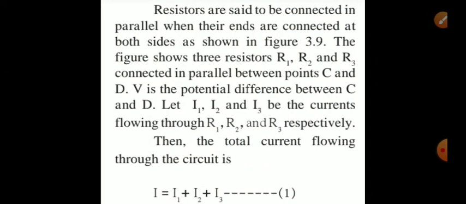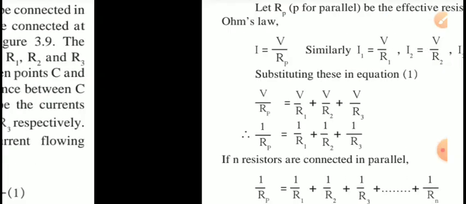Now we will see what happens when the resistors are connected in parallel. So resistors are said to be connected in parallel when their ends are connected at both sides as shown in figure 3.9. The figure shows three resistors R1, R2 and R3 connected in parallel between point C and point D. V is the potential difference between C and D. Let I1, I2 and I3 be the currents flowing through R1, R2 and R3 respectively. Then the total current flowing through the circuit will be I is equal to I1 plus I2 plus I3. Let us make that equation number 1.